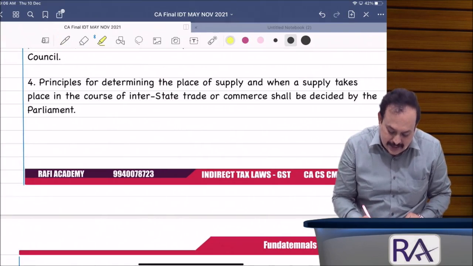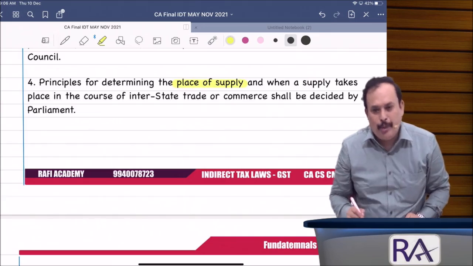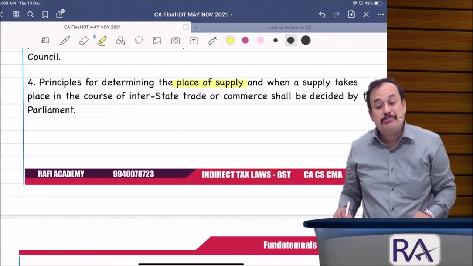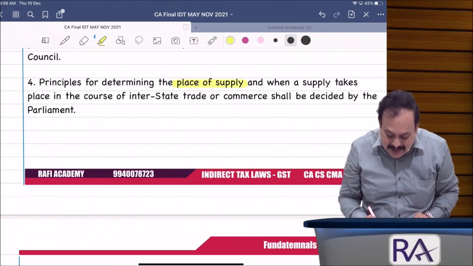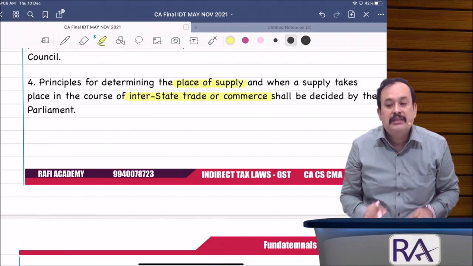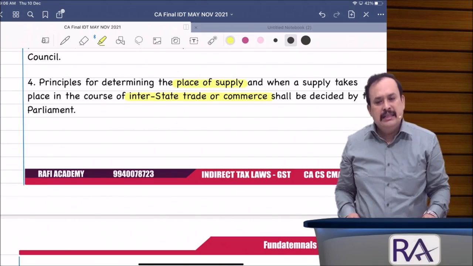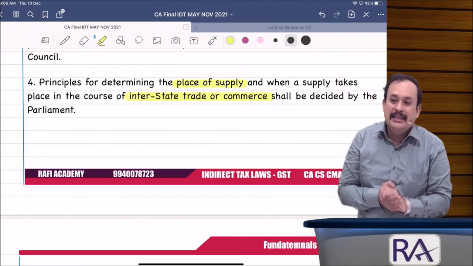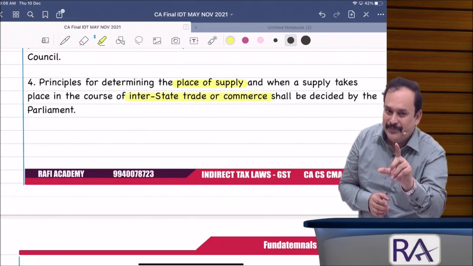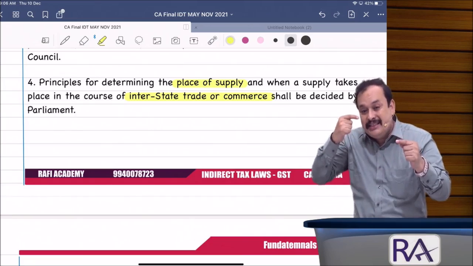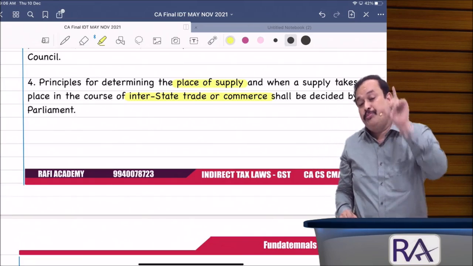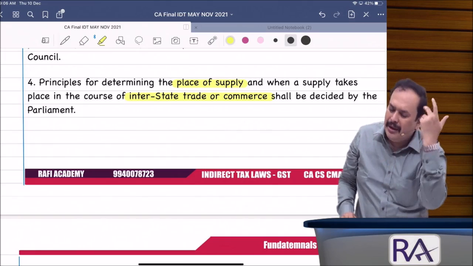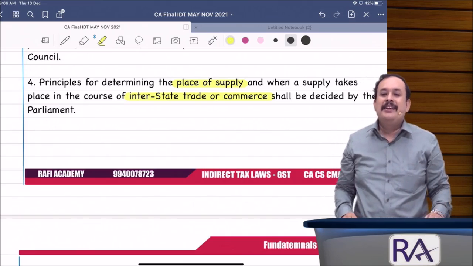Place of supply is considered, my dear sir, a very big topic, from the IGST level. When a supply takes place, especially in the course of interstate trade or commerce, the place of supply in general will be decided by the Government of India upon the recommendation of the GST Council. It is not a state purview. A transaction at interstate level, whose place of supply is upon the recommendation of the GST Council, Parliament will decide. Is it clear, my dear sir?